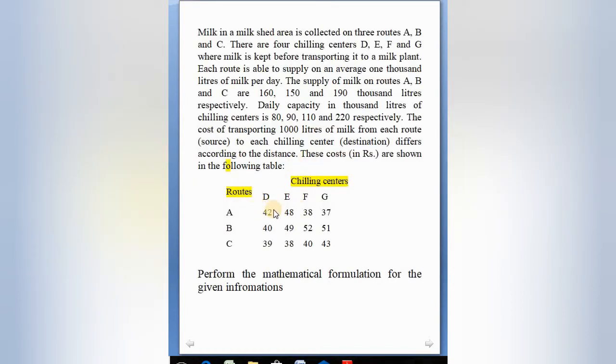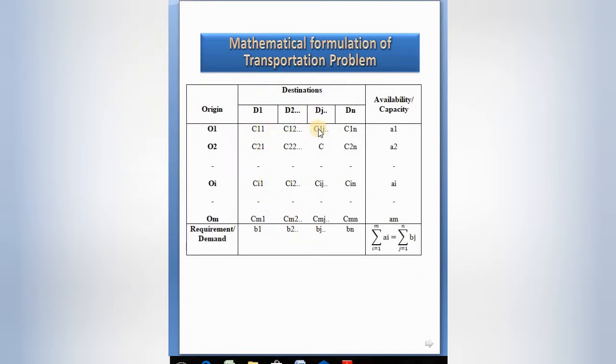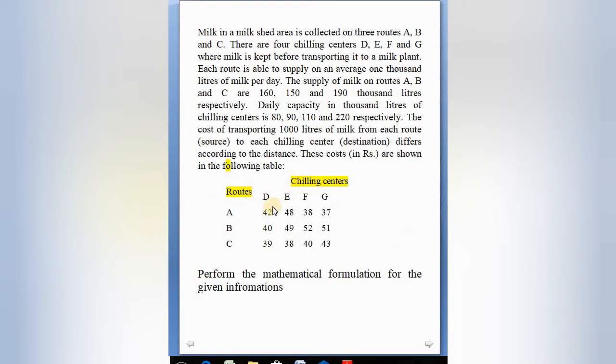These are decision variables, and you want to give an optimum solution for this. In this case there are 12 decision variables in the given problem. For source A, 1 2 3 4, 4 for B, 4 for C. So 4 into 3 is 12, and for chilling centers D, E, F, G, 3 each. So 4 into 3 is 12 decision variables.